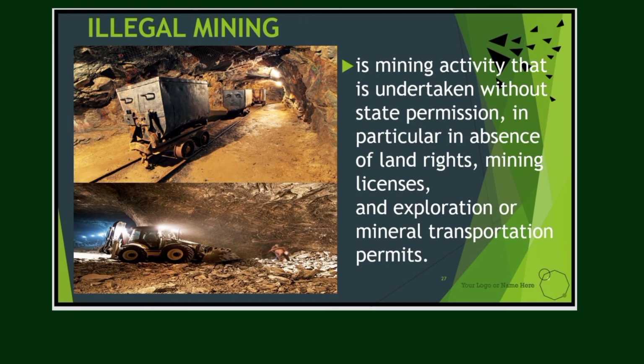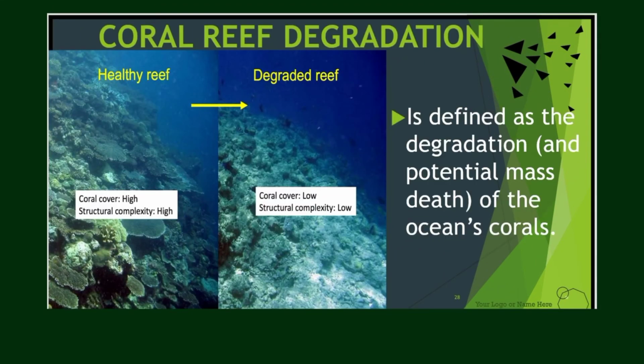Number 4 is illegal mining. Illegal mining is a mining activity that is undertaken without state permission, in particular in absence of land rights, mining licenses, and exploration or mineral transportation permits. Number 5 is coral reef degradation. It is defined as the degradation and potential mass death of the ocean's corals.